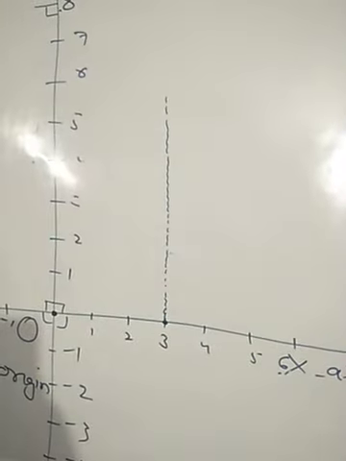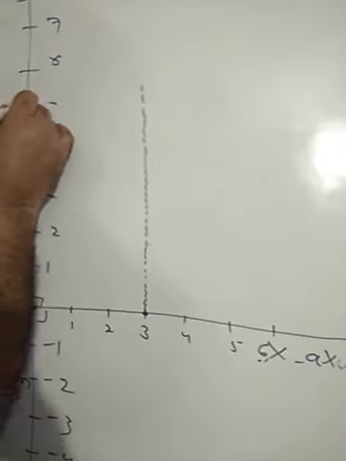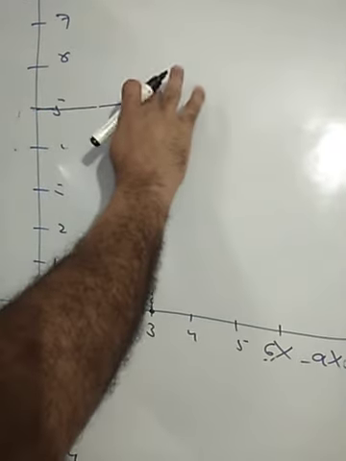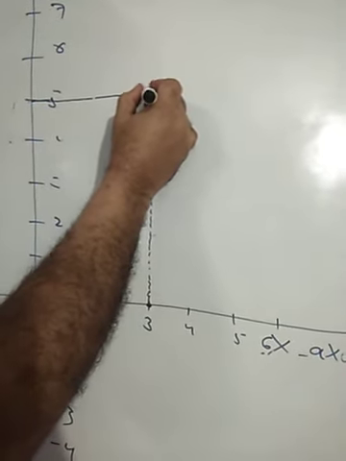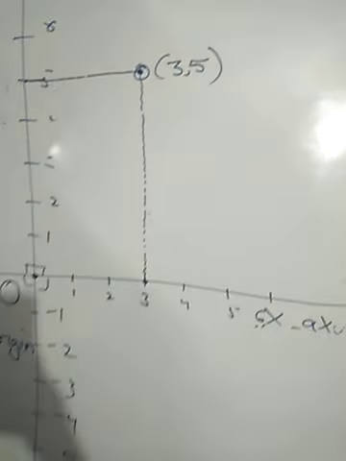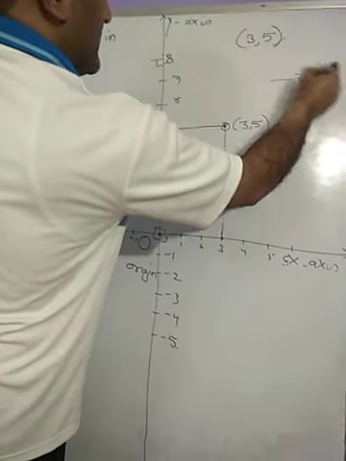5 units up. And what is the y coordinate? 5. From 5, draw one line parallel to the x-axis. Here the two perpendiculars intersect and this point is 3,5. Suppose this point is, instead of 3,5, minus 3,5.